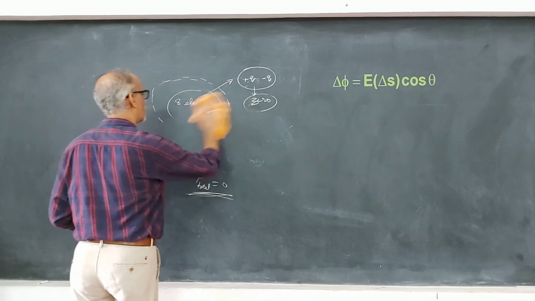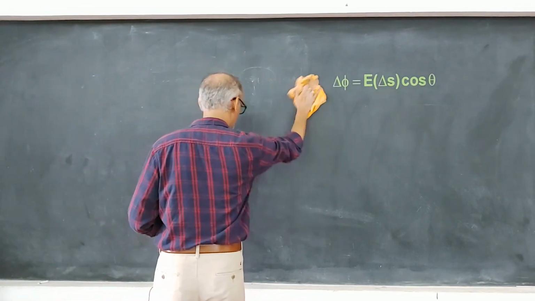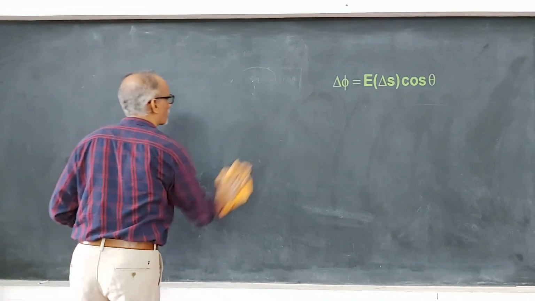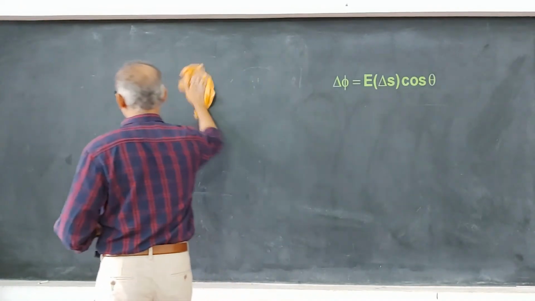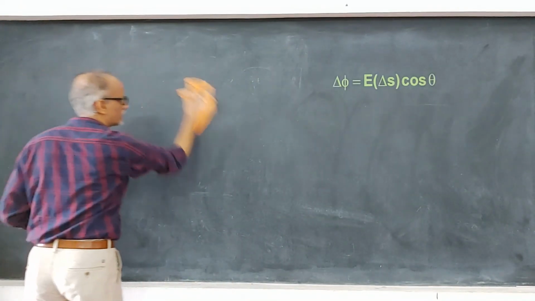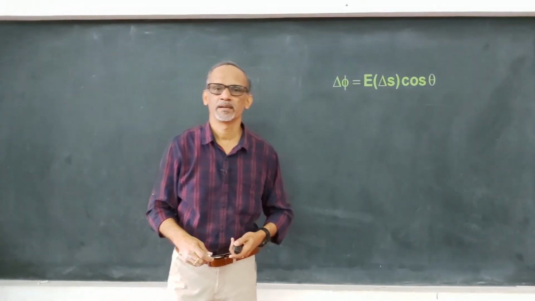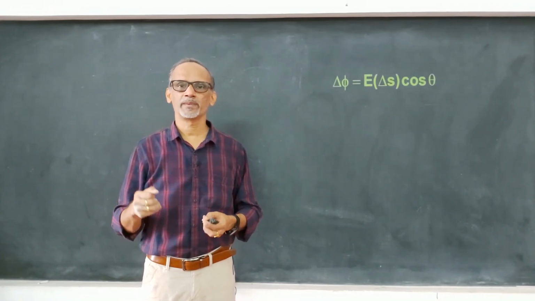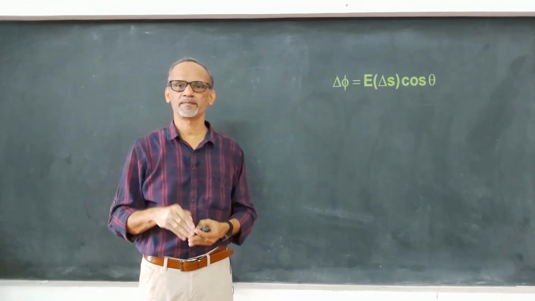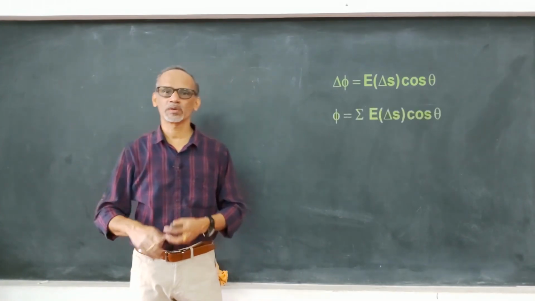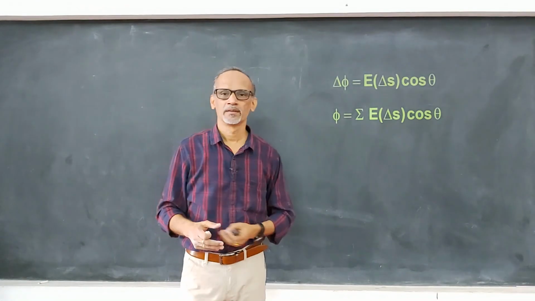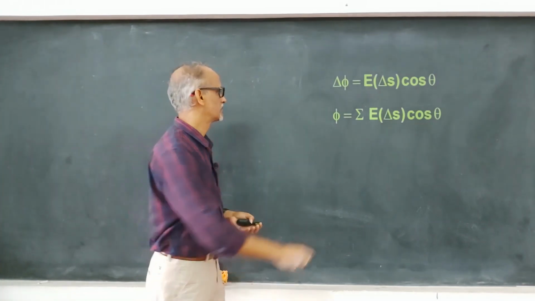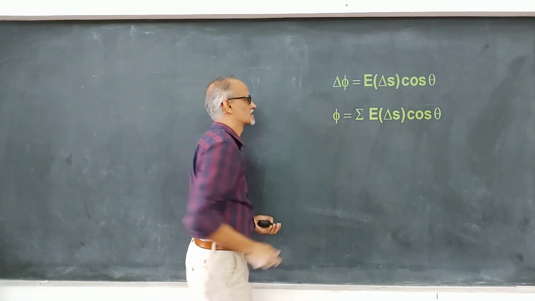So we have analyzed the 3 equations today. They are all important. The first one, the flux through a small surface. That is delta phi is equal to E delta S cos theta, where theta is the angle between 2 vectors, the electric field vector and area vector. And what is the direction of the area vector? Always perpendicular to the surface and outward. And if you want to measure the total flux, phi total, then go for the summation E delta S cos theta.